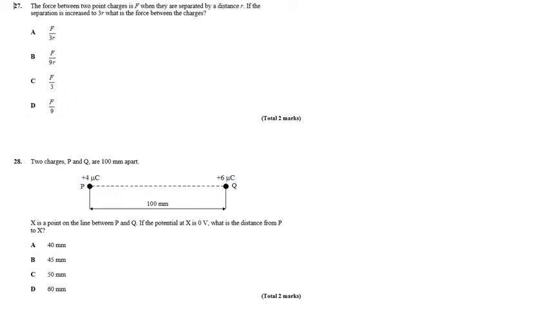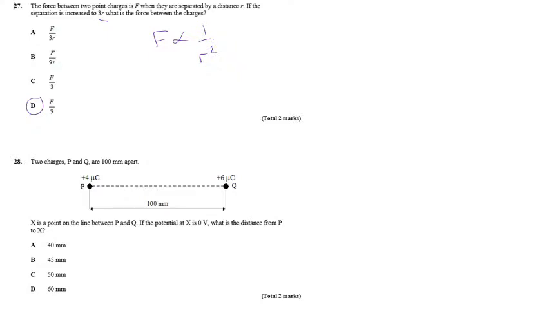Question 27 relies upon us recalling that the force between two charges is proportional to 1 over their separation squared. If we triple their separation, that means 3 squared, so that becomes a ninth of the force. So the answer is D.